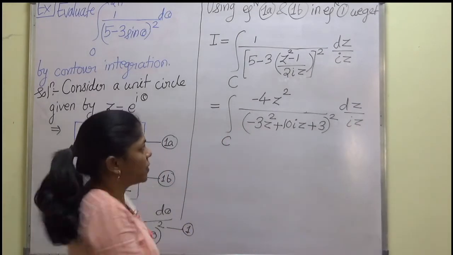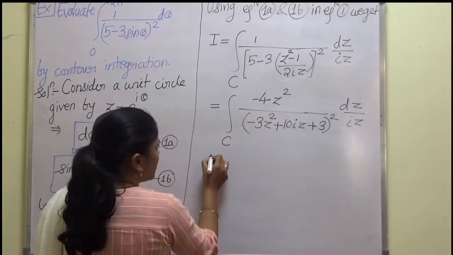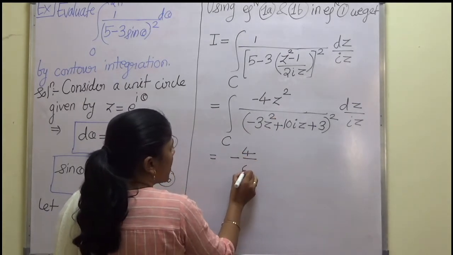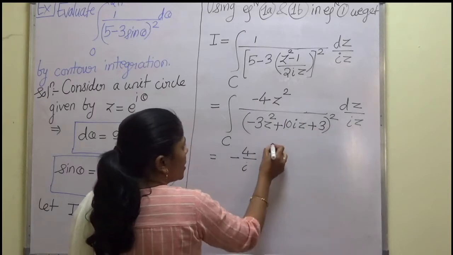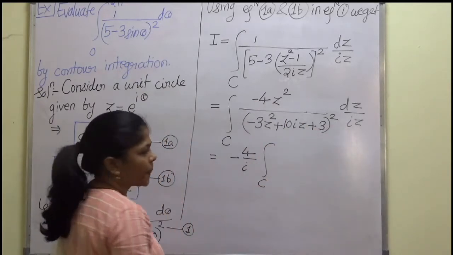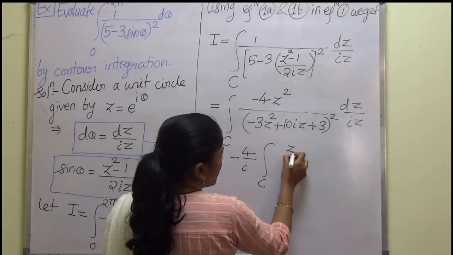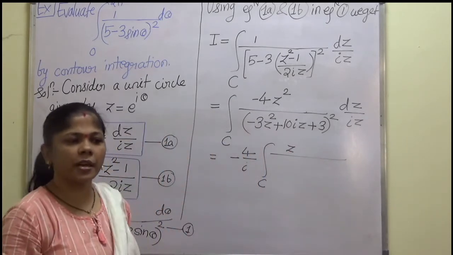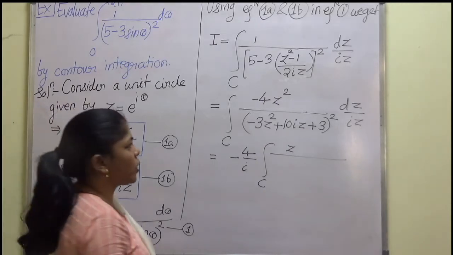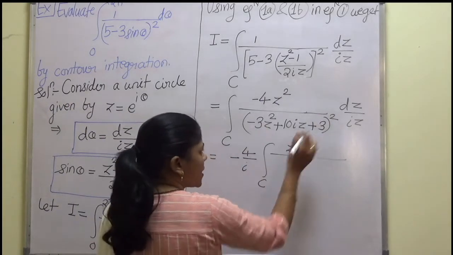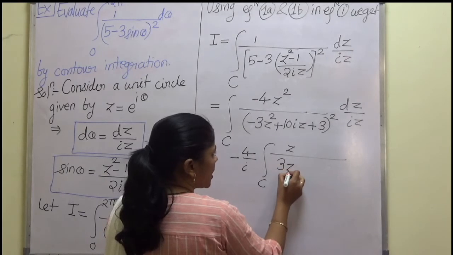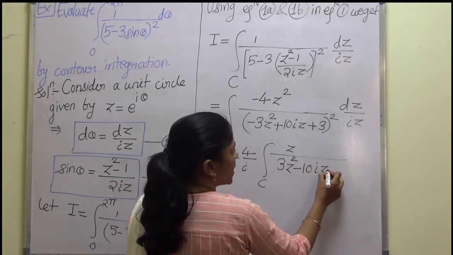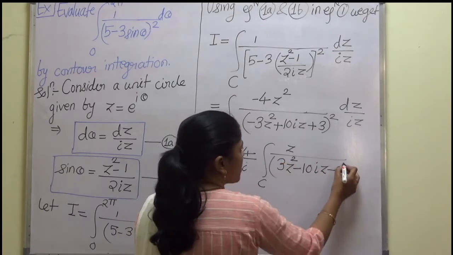Okay. Now z will get cancelled. Take out the constant term. Constant term is minus 4 by i. Integration over c of what is left? z is left in the numerator upon, let me take the minus sign outside from the expression. So what you will get? Minus 1 square is plus 1. So this will take the form 3z square minus 10iz minus 3 whole square.